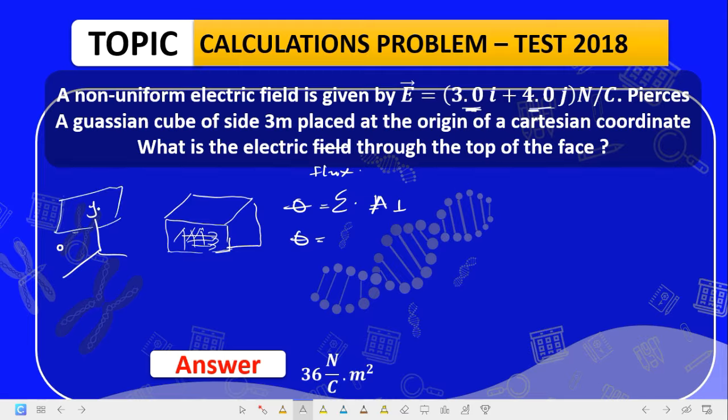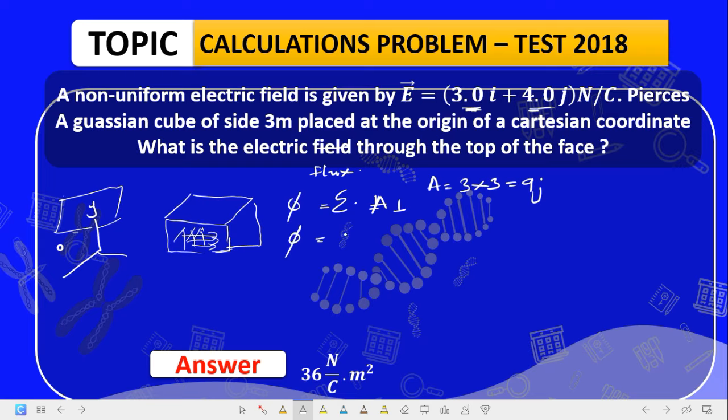Are you getting it now? So we are working with this one that's perpendicular and forgetting about the 3.0. Now the side of the cube is 3 meters, so the area will be 3 times 3, which equals 9. Because we are working with vectors, and it's perpendicular, in the y axis, we put it as 9j.